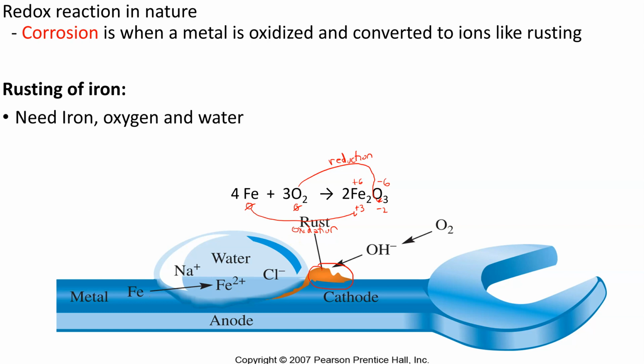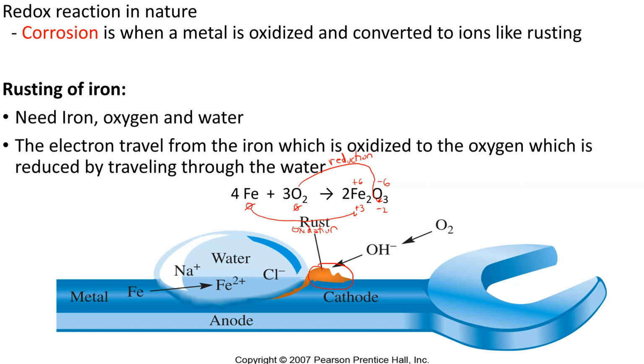So you need iron, oxygen, and water. The electron travels from the iron, which is oxidized, to the oxygen, which is reduced by traveling through the water. And that's corrosion. So that's a very common example of redox in nature, when something breaks apart. You can corrode metals when you react acid with a metal as well. And there's other variations of it. But that, in a nutshell, is what redox reactions are.